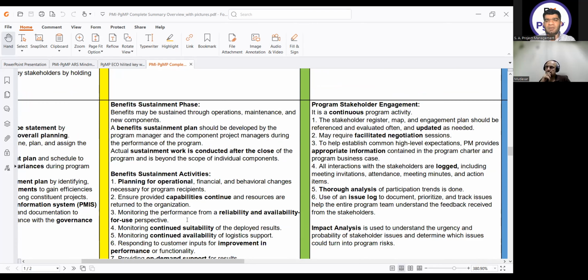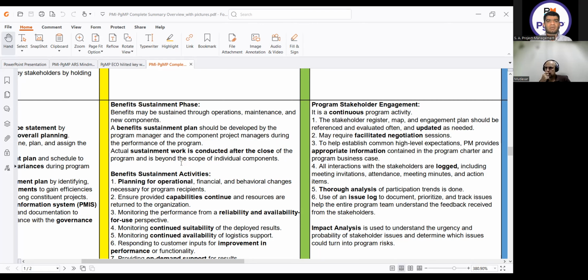Next, and the end, is the benefit sustainment phase. It's the only phase which will continue even after the program has been closed. The program manager will not be responsible for benefit sustainment. We must have a benefit sustainment plan and budget during the program life cycle. Once the program is finished, the responsible organization will take care of it. During the sustainment phase, it may be required to deliver new benefits, new programs, new projects, and a new business case, and all of that will be in the benefit sustainment phase.